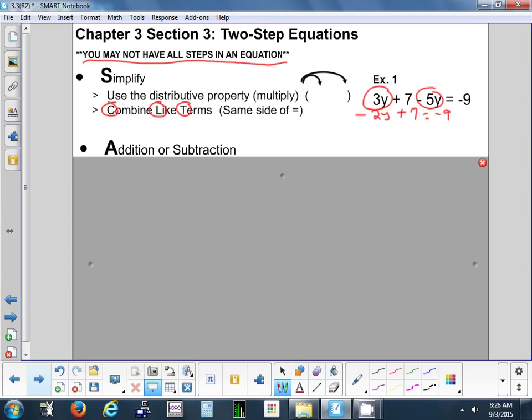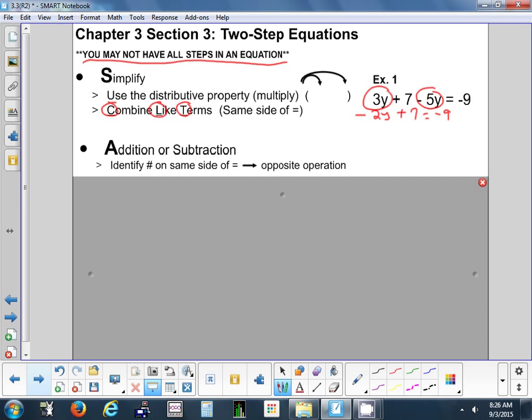All right? And this is where we might start moving stuff from side to side. We're going to identify the number on the same side of the equal sign as the variable, just like we did before. Whatever that number is, it doesn't belong there. At the end of all this, we want to get letter on one side, number on the other. Or it could be number on one side and letter on the other. Both ways work. That's what we're looking to do.